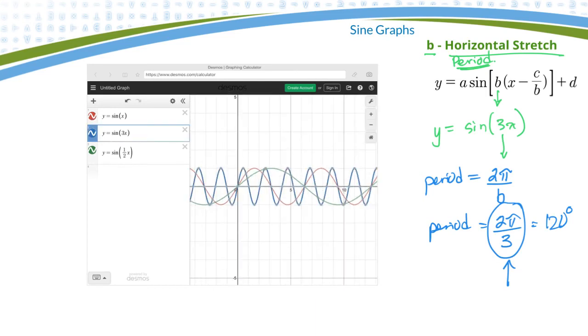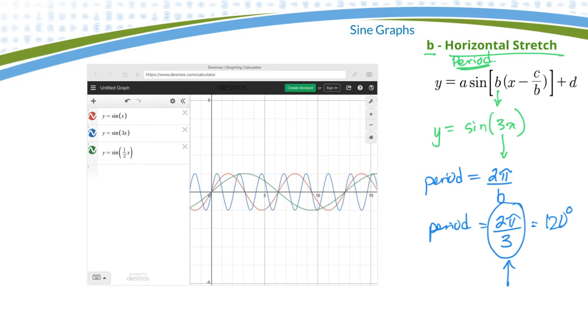So you look at the green one, and the green one took from here all the way up and over to there in order to repeat itself once. And to figure out the period of that, you do the same as usual, 2 pi divided by b, and b in this case is 1/2. Complex fraction, you could write it as 2 pi divided by 1/2, or 2 pi times 2 over 1, or 4 pi. So the period of the green graph, the 1/2 x graph, would be 4 pi. That's how long it takes to repeat itself.